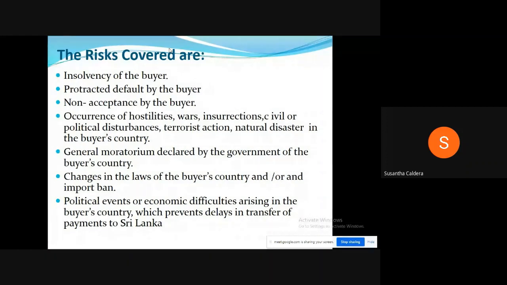Non-acceptance by the buyer. If the buyer doesn't accept, non-acceptance by the buyer. Right? A risk: occurrence of hostilities, wars, insurrections, civil or political disturbances, terrorist actions, natural disaster in the buyer's country. Put countries like Afghanistan, Syria under this.